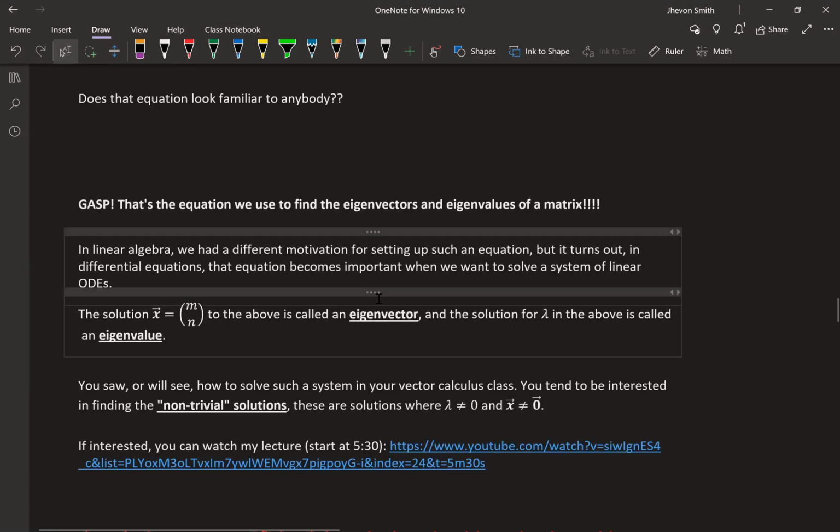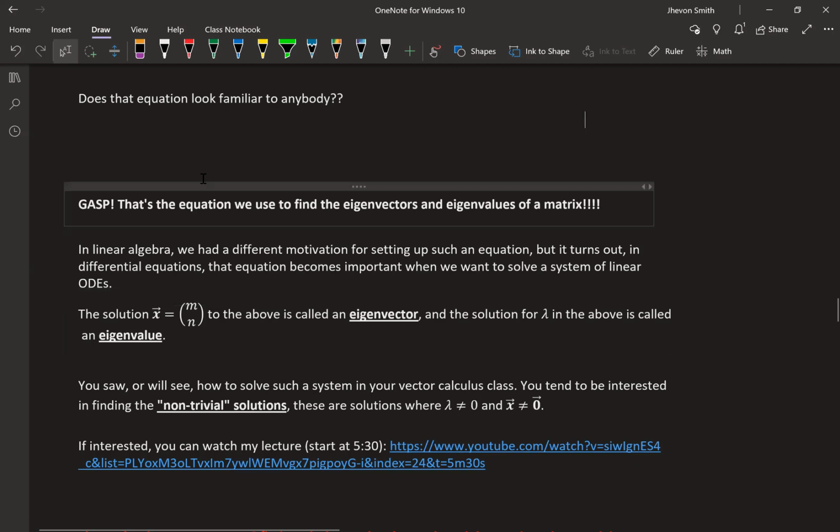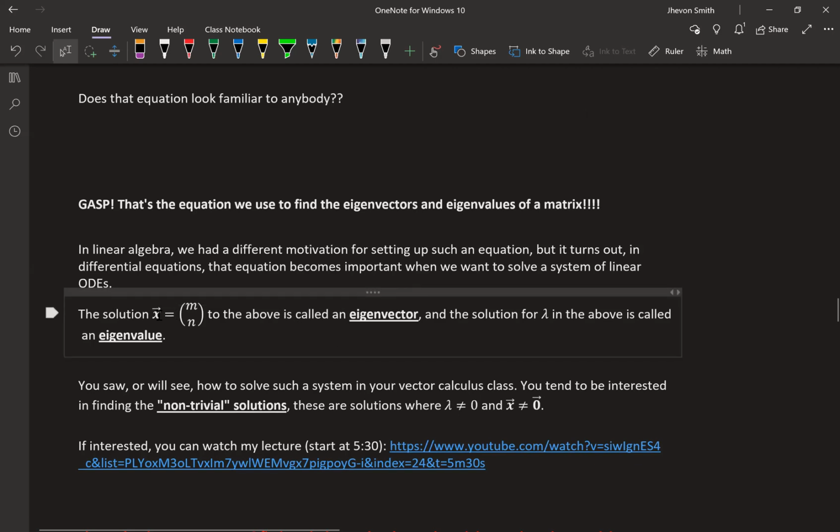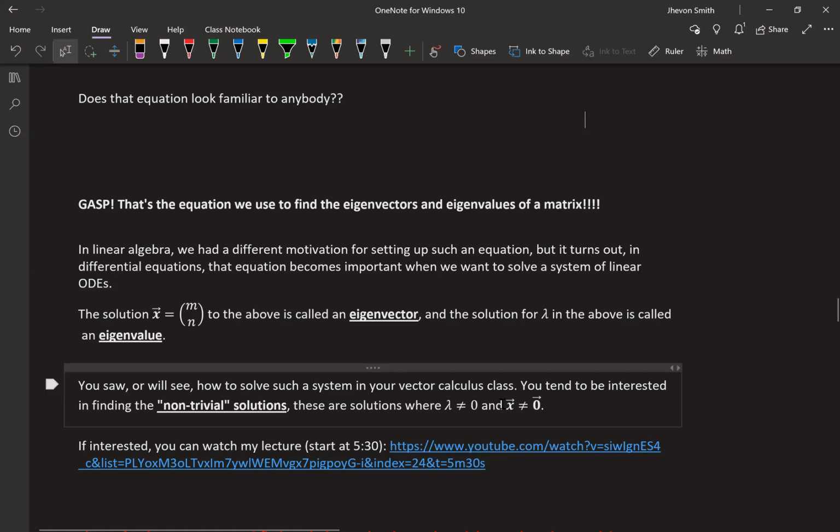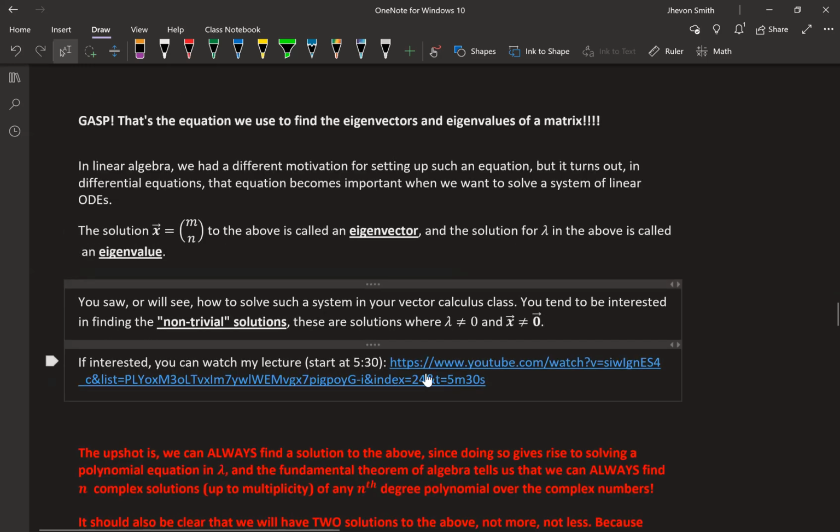So for now, I'm going to assume that you know how to solve the above. The vector x solution to the above is called an eigenvector, and the lambda solutions, where lambda is a constant, are called eigenvalues. We're interested in a non-trivial solution. Hopefully you know how to find those. 392 would teach you about that. If you don't remember, or you haven't taken 392 and you're interested, here's a link to my 392 video where I actually teach people how to do that.